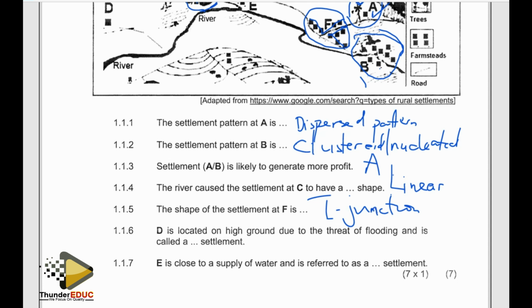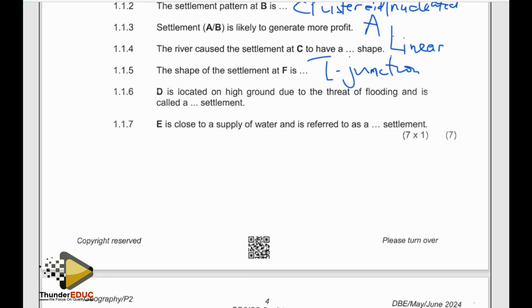Right, to move on to the next question, which is D is located on high ground due to the threat of flooding and is called a dash settlement. Right, let me clarify before we answer these two questions, so that maybe we are able to figure out how we are saying it's the correct response and how we are saying the other response is not correct.